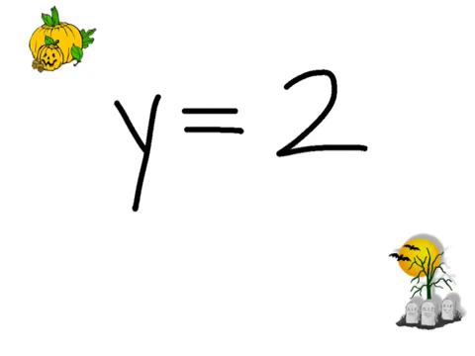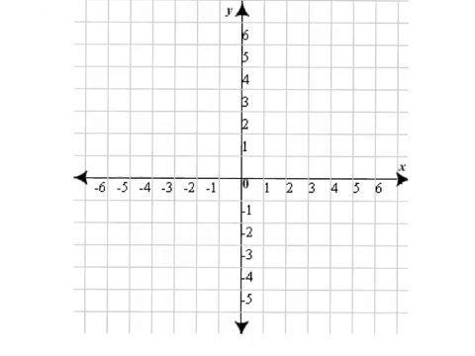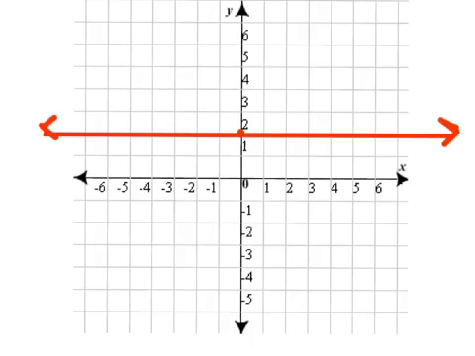Alright, for the first example, we have y is equal to 2. To graph this, we're going to look at our y-axis and plot the point at 2. Next, we're going to draw our line, a horizontal line. This shows all the points where y is equal to 2. So at any point on this graph, your y is always going to be equal to 2, and that's what we're looking for. The line that shows y is equal to 2, and that's this line right here.